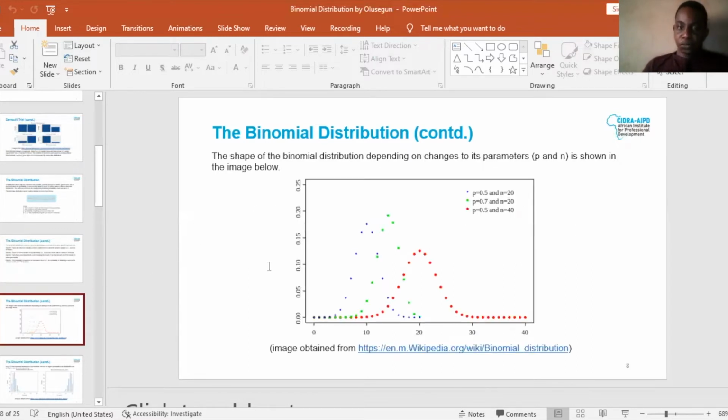Here we have a plot showing a binomial distribution with different values of P and N. Remember, we said P is a parameter describing the probability of success, while N is the number of trials. So for the blue plot, it describes the binomial distribution when P equals 0.5 and N equals 20. The green describes when P equals 0.7 and N equals 20. And the red plot is for P equals 0.5 and N equals 40.